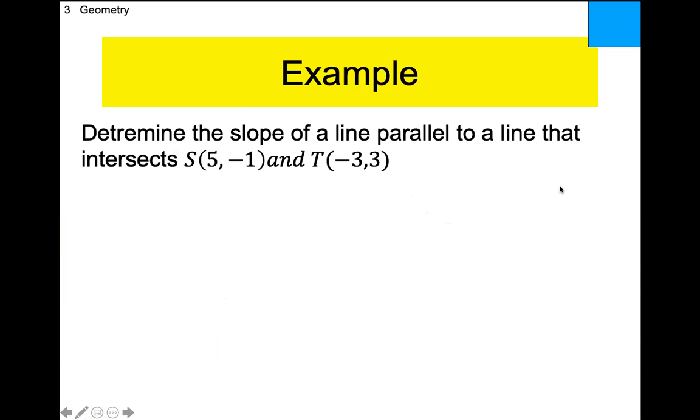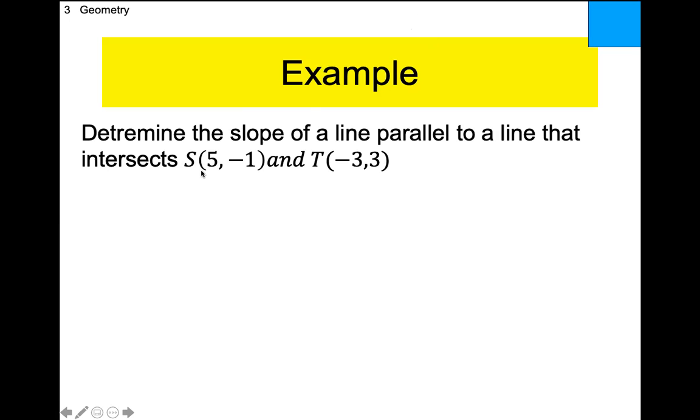Now, the book only does 2 examples, and somehow you're supposed to be geniuses after 2 examples. So we'll do more than 2. Determine the slope of a line parallel to a line that intersects these 2 points. Well, how in the world do I figure that out? I don't know what the slope of the first line is, but I do know 2 points on the line, and that's the key here.